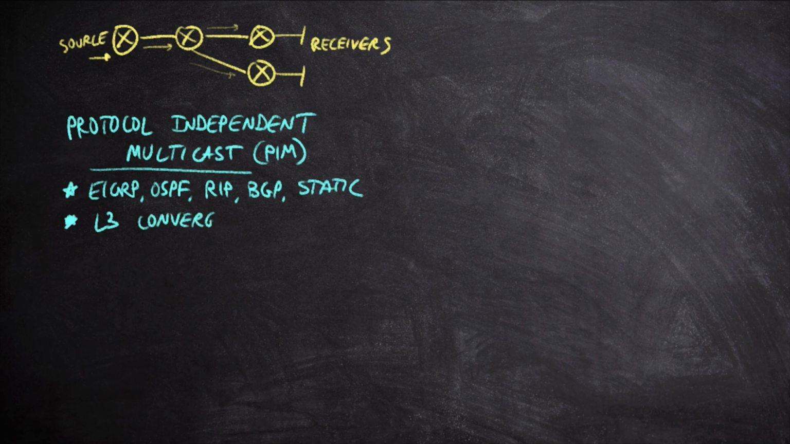We need to make sure that we can access all of the subnets in the network and that it is stable. We don't want routes flapping around because that will cause disruption to our multicast environment.